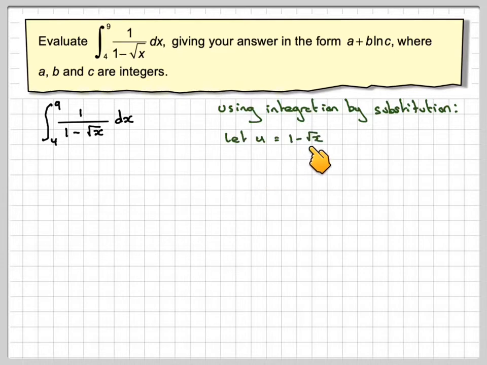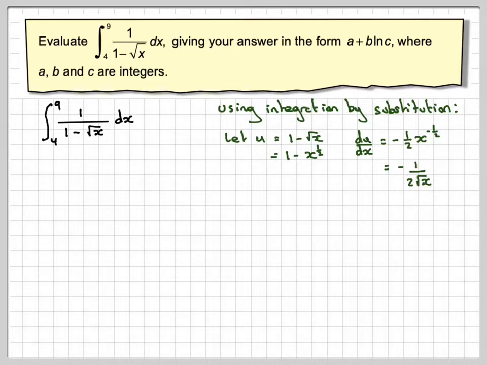So u is equal to 1 minus root x. We need to differentiate this. So it's 1 minus x to the half. du by dx will be minus a half x to the minus a half. And using the rule of indices, that makes that minus 1 over 2 root x.